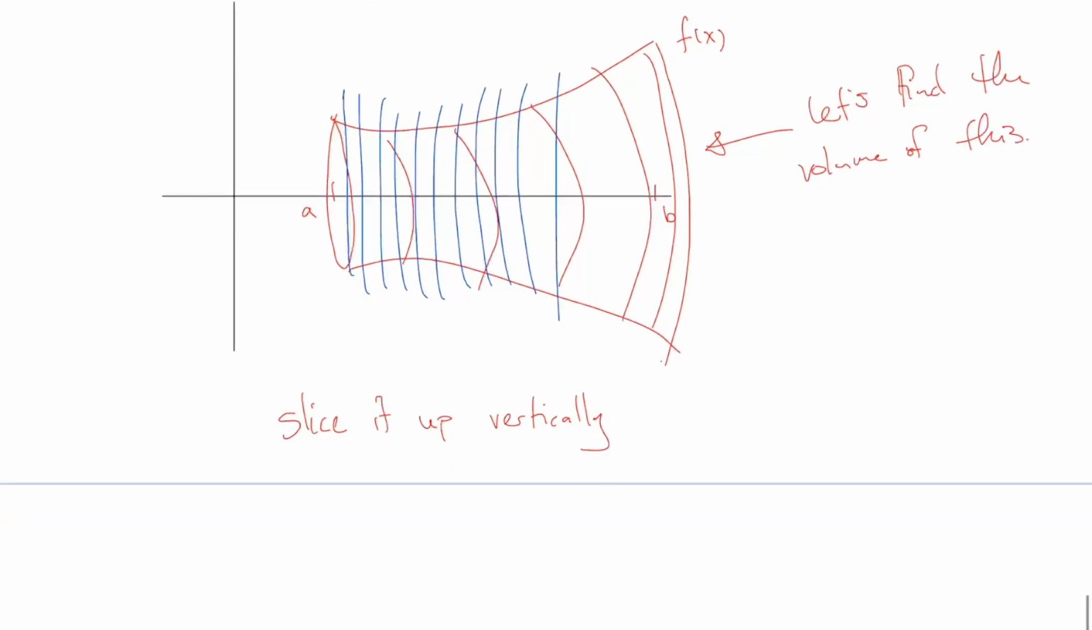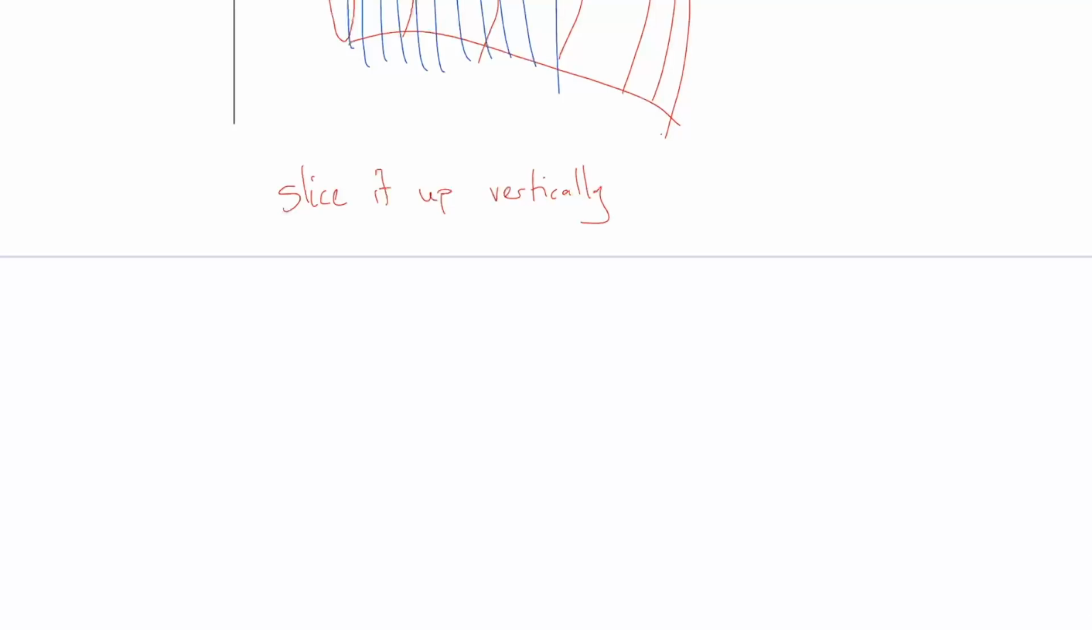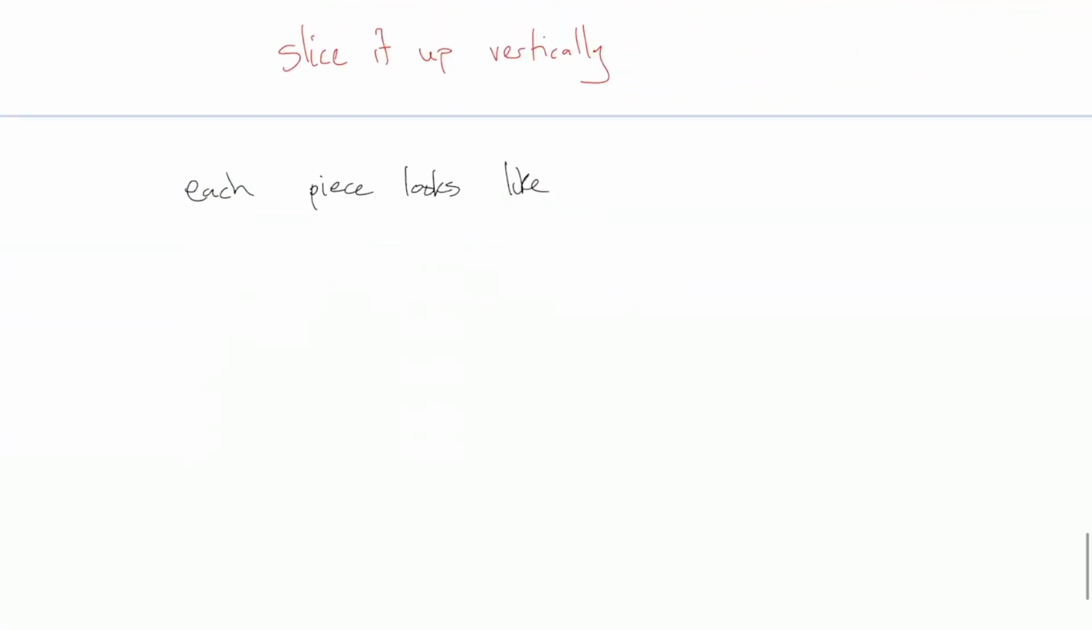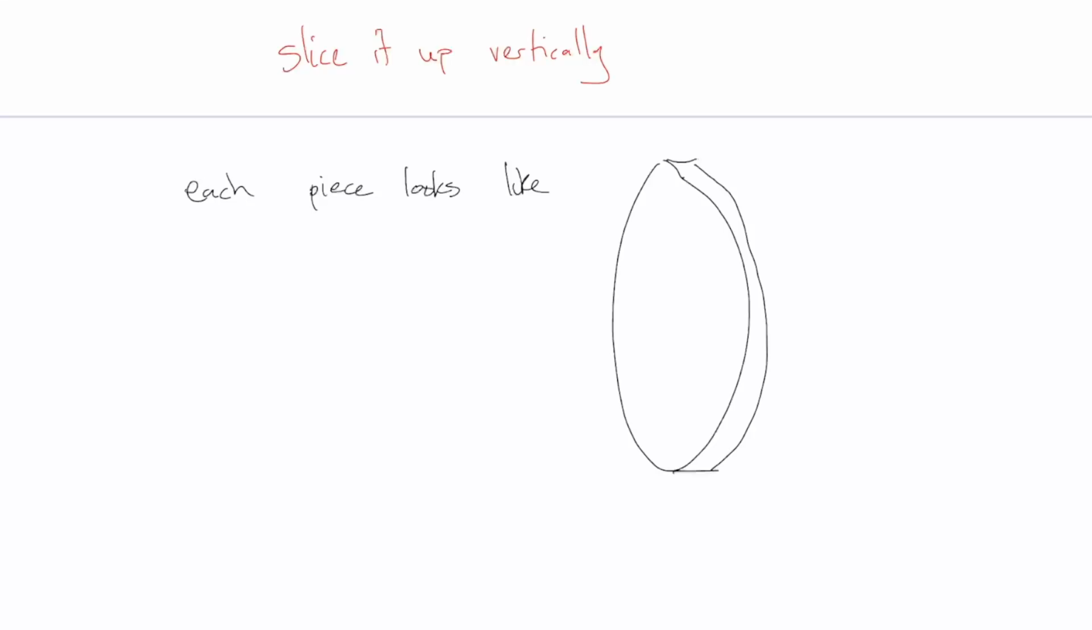So I would say slice it up vertically. Each piece, if you were to grab one of these slices and hold it in your hand, I would say each piece kind of looks like a circle with some very thin amount of thickness. That makes sense? A thin amount of thickness, all right? It's a circle with some kind of little thickness to it.